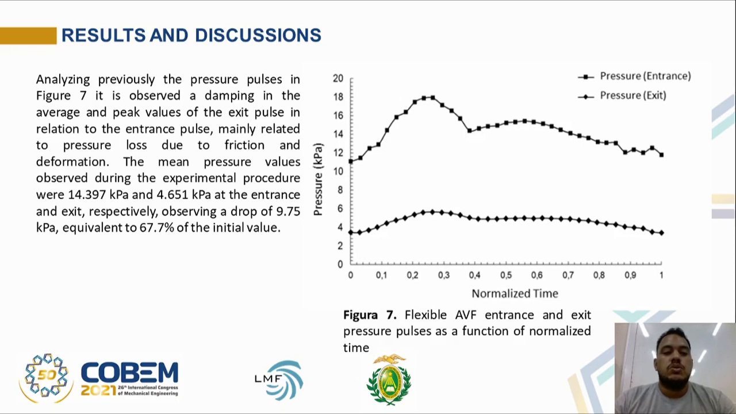The main pressure values observed during the experimental procedure were 14.397 kPa and 4.651 kPa at the entrance and exit, respectively, observing a drop of 9.75 kPa, equivalent to 67.7% of the initial value.